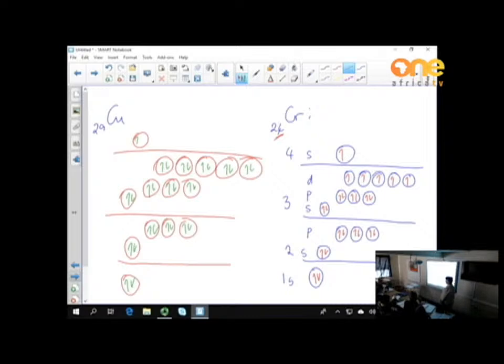Okay. It's only chromium and copper that do this. No, it doesn't. It will fill up the S sublevel. Chromium and copper, yes. They will first go up to that one, and then they will come and fill up that one. Yes, and then it goes to the P.